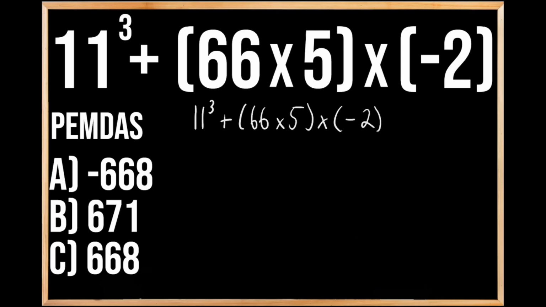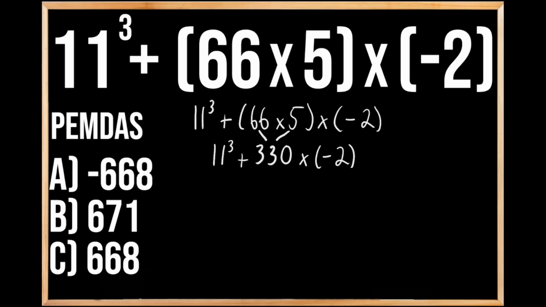So we're going to be multiplying 66 times 5, which we know gives us 330. We're going to write that down below, and bring down the rest of this problem. So we have 11 to the power of 3 plus 330 times parentheses negative 2 and parentheses. Since we don't have anything left to solve within the parentheses, the negative 2 within parentheses just represents that it's negative 2. That means we can move on to our next priority of E, which stands for exponents. So we're going to solve for any exponents.